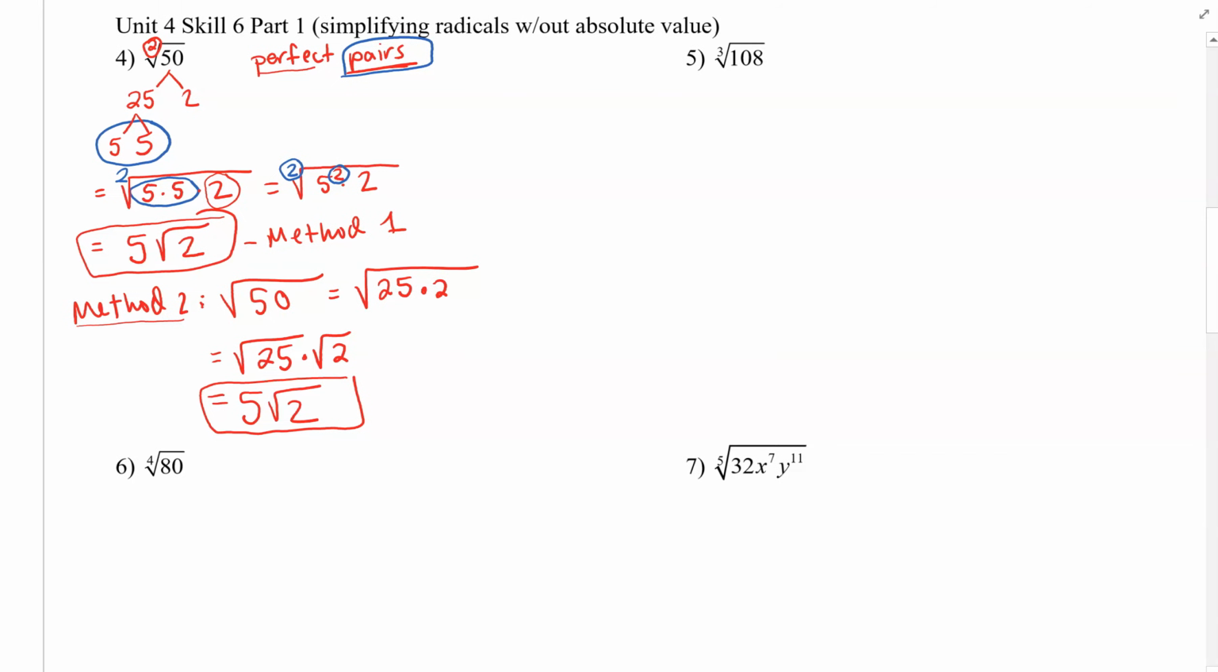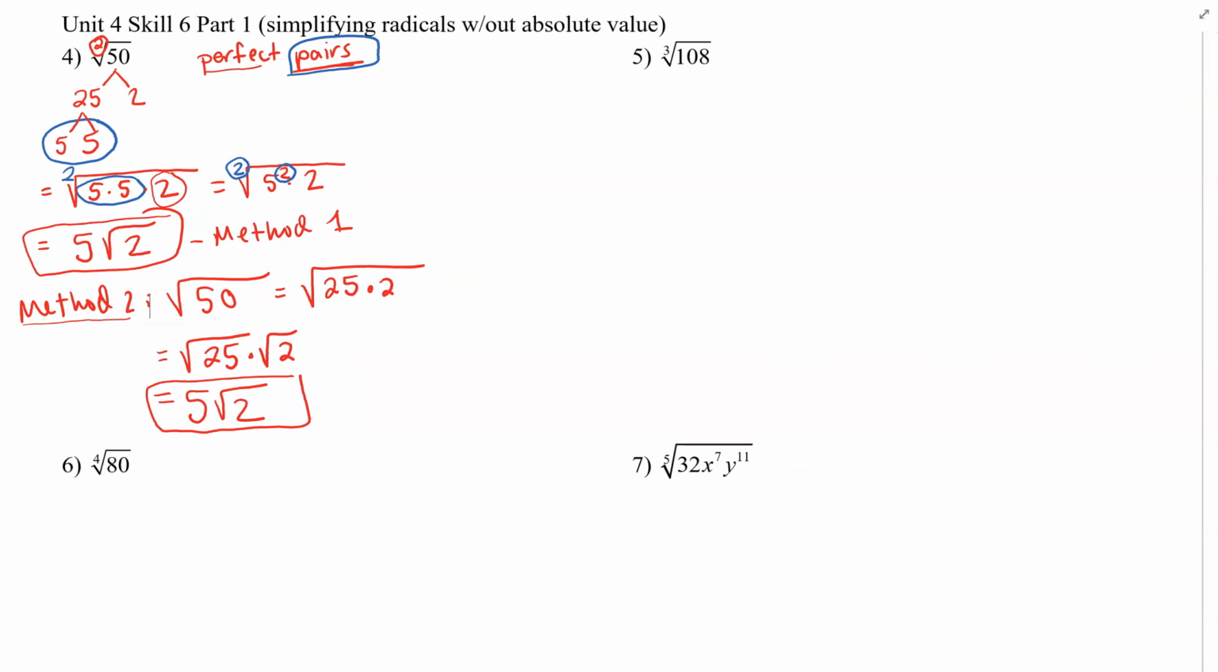Okay, let's move on to number 5. Now you may notice in number 5, my index is now a 3. So I'm looking for perfect trios, basically. I'm looking for groupings of 3 of the same number, 3 identical numbers.